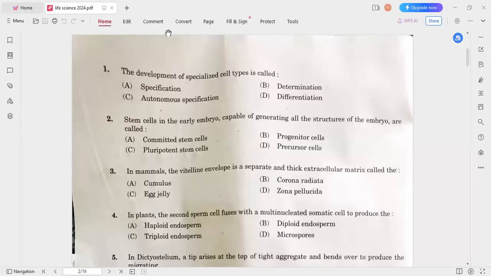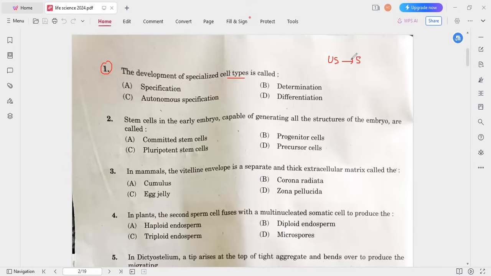Now question number 1: the development of specialized cell types is called what? Option A, specification. Option B, determination. Option C, autonomous specification. Option D, differentiation. Here the unspecialized cells are converted into specialized cells to carry out distinct functions under specific conditions.